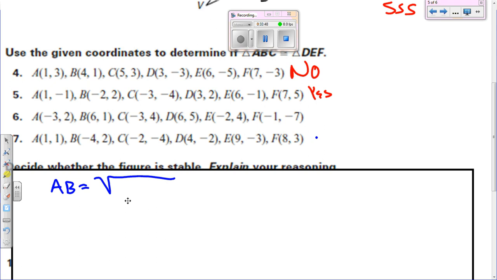AB, you got 1 minus 2. Gives you negative 1 squared. Then 6 minus negative 3, which gives you 9 squared. That gives you the square root of 82.